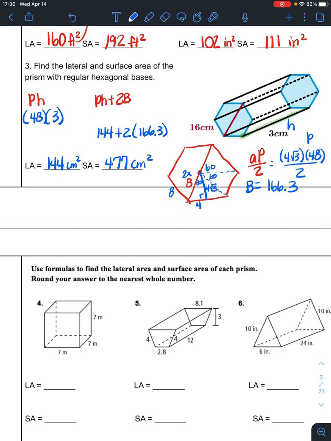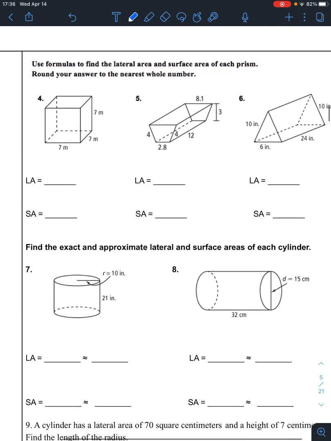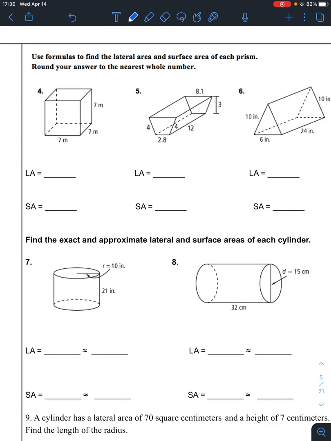So you can try these next 3. Again, if you do your lateral area, this is a cube, so this is actually easier almost to think about. Find the area of one of them, or the perimeter of the base, right? If you do your perimeter, so you have 7 times 4, that would be 28, times the height, the distance between them, that's 7. So 28 times 7 is 196.